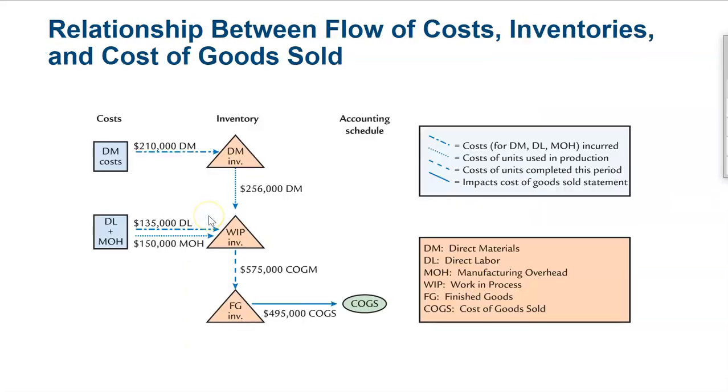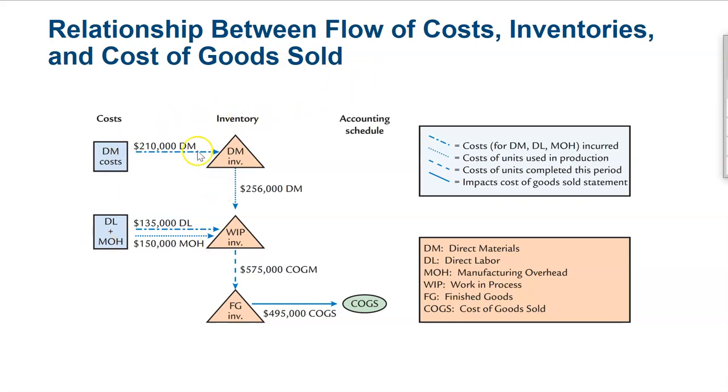All right, so let's see what we have here. So one more slide and then we'll wrap this up. So it says here, relationship between the flow of cost, inventories, and cost of goods sold. I got to tell you, I don't care who you are or where you're studying this topic. If you can get this part down right here, the flow of costs between the balance sheet and the income statement. Inventories are on the balance sheet, cost of goods sold is on the income statement. You can figure out any of this stuff, any of it.